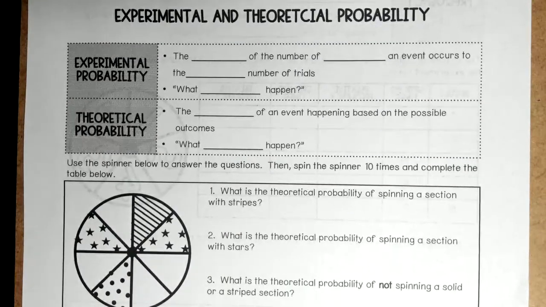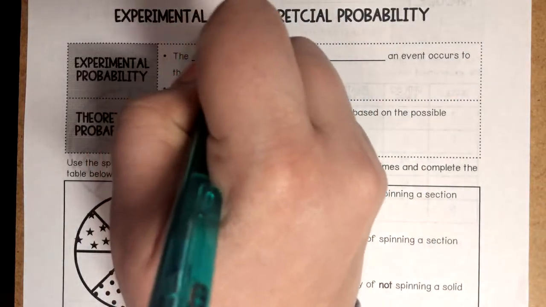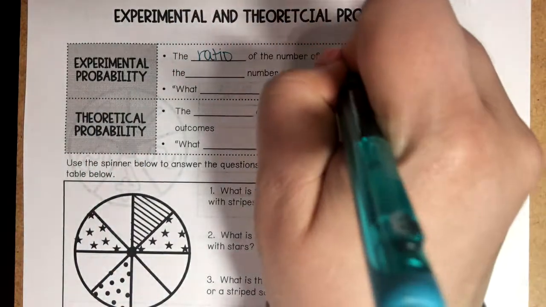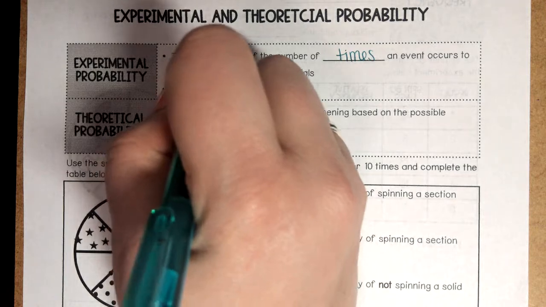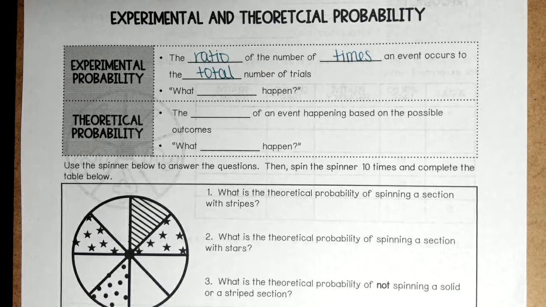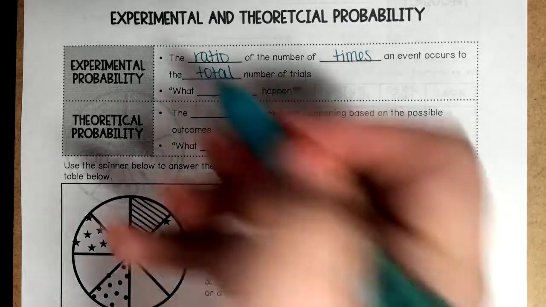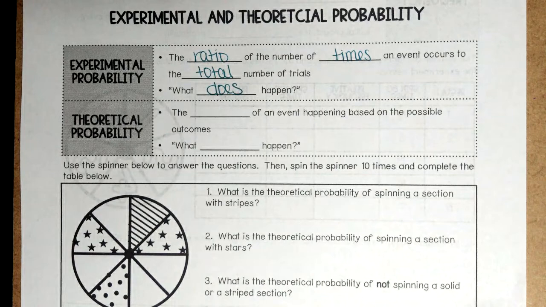Okay, so experimental versus theoretical. Theoretical is what should happen, experimental is what happens in an experiment. The experimental probability is the ratio of the number of times an event occurs to the total number of trials. So a lot more of what we did yesterday, only now we'll be doing an experiment instead of them actually telling us what happened. So what does happen? That's experimental probability.